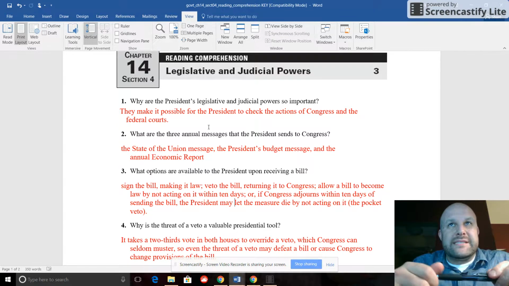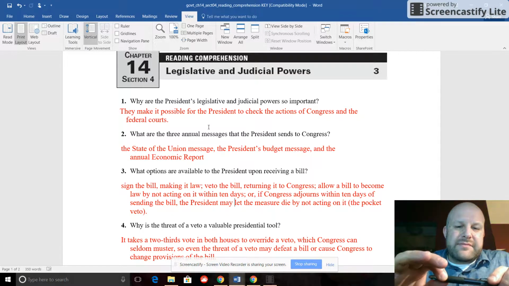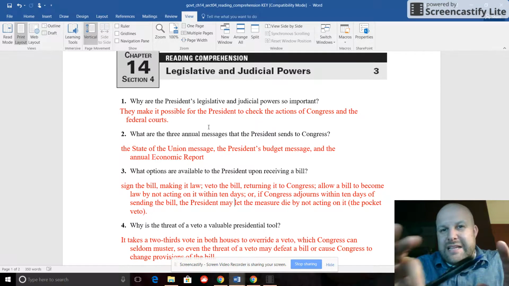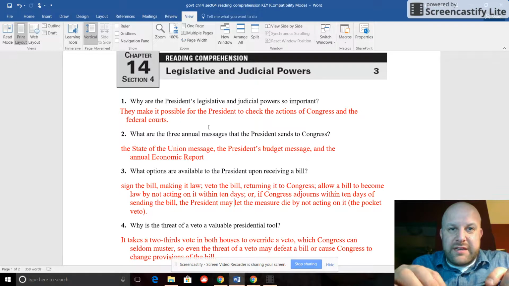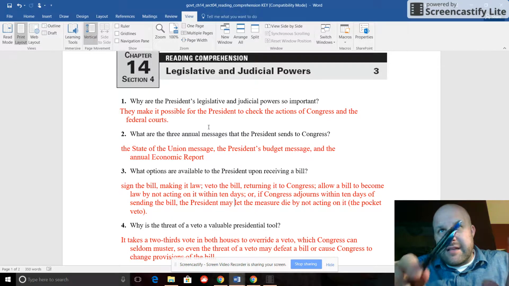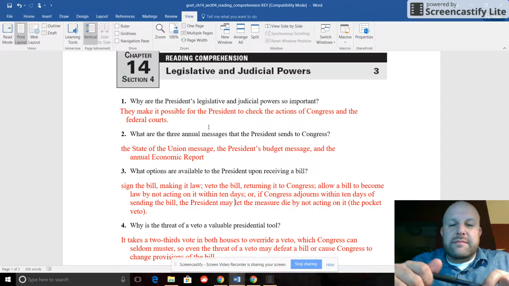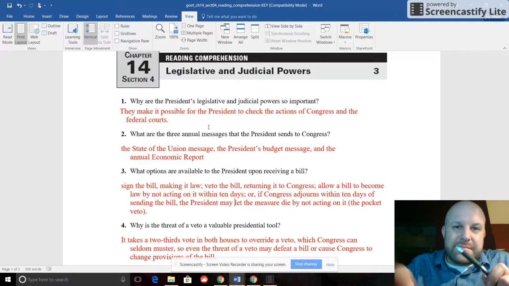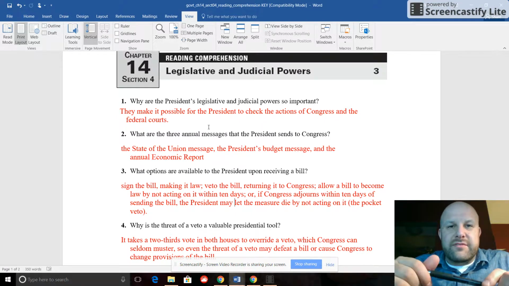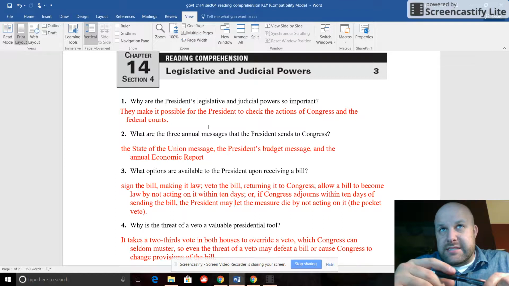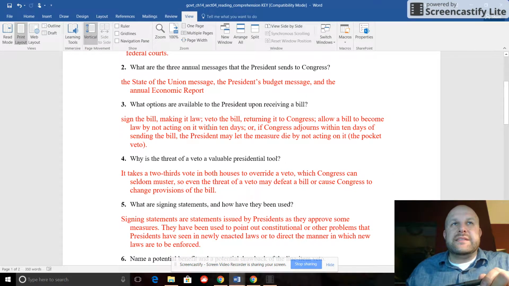Number one, they make it possible for the president to check the actions of Congress and federal courts. As I said before in class, the president does interact with Congress in terms of legislative priorities, sometimes having members of Congress over to the White House to discuss legislation and legislative priorities. But at a minimum, there are three annual messages the president sends: the State of the Union, which is usually given in person. There's no constitutional provision that says it has to be, but it usually is. That's done in late January, early February. The president's budget message, sometimes done with a press conference in addition to the message, and then the annual economic report.